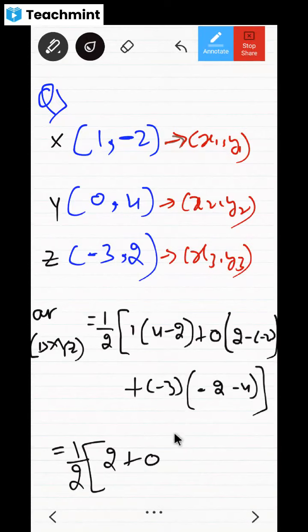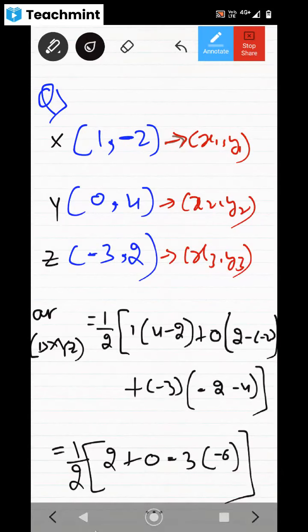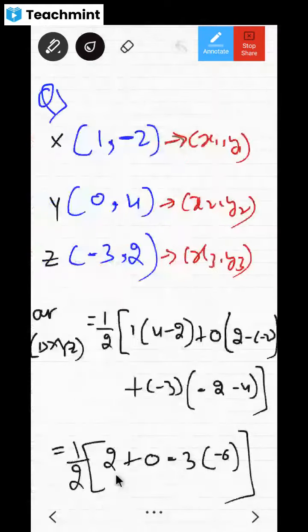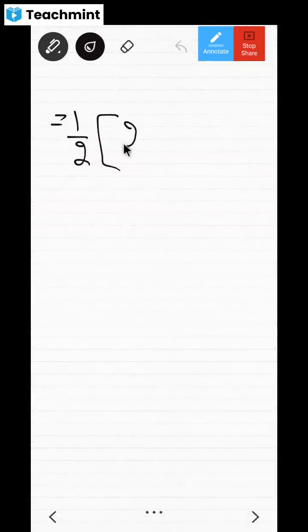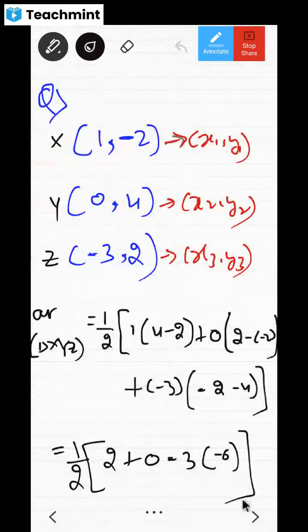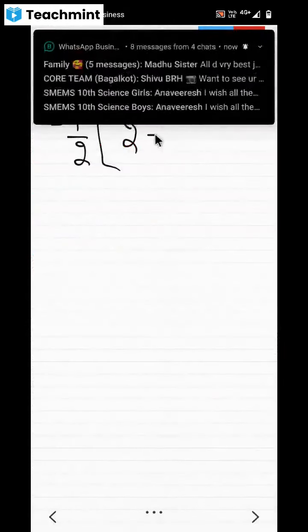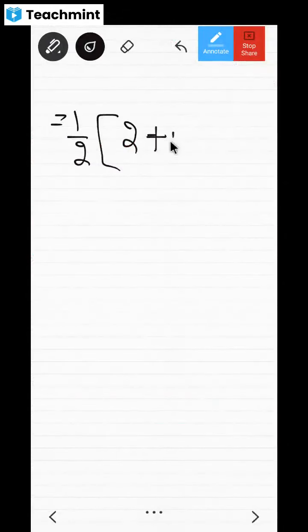Then plus of minus 3 is minus 3. Then in bracket I'm going to write minus 2 into minus 4 is minus 6. Whenever minus signs are there, don't be in a hurry. You'll end up making a mistake. That's why you should write it slowly. So that is 1 by 2 bracket 2, then 0 is there, ignore that. Minus 3 into minus 6 means minus 18. Oh, sorry, plus 18.